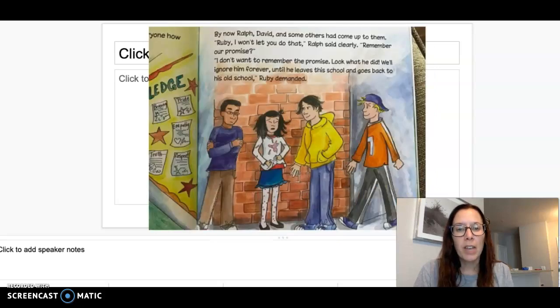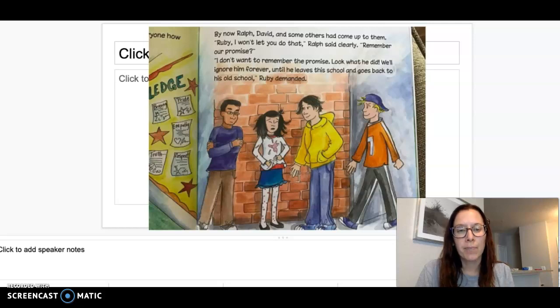By now, Ralph, David, and some others had come up to them. "Ruby, I won't let you do that," Ralph said clearly. "Remember our promise." "I don't want to remember the promise. Look what he did." "We'll ignore him forever until he leaves the school and goes back to his old school," Ruby demanded.